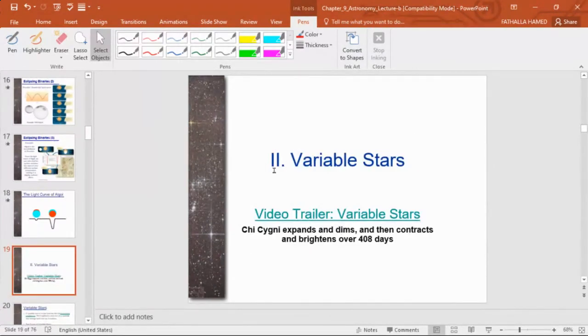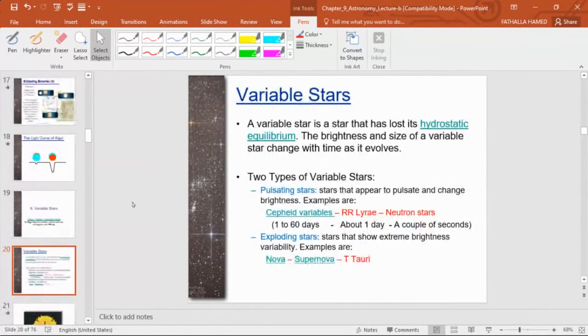Then we have another type of stars that we call variable stars. By the way, that's binary. In our case, the sun is a single star, but of course, it has planets orbiting. So we have single stars, we have binary stars. Variable stars is a star that lost its hydrostatic equilibrium.